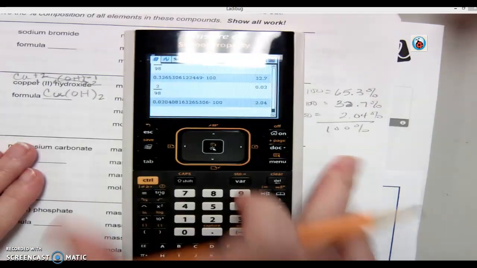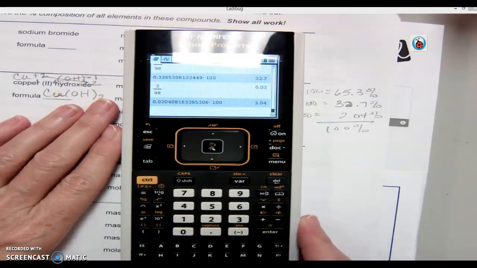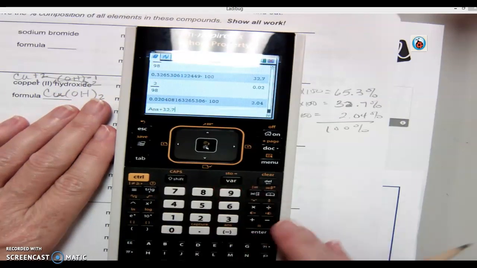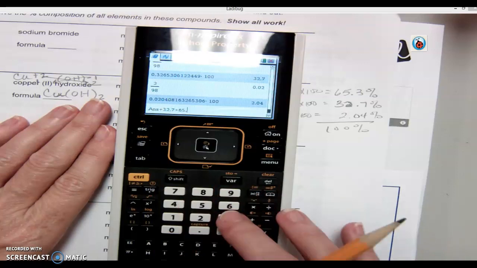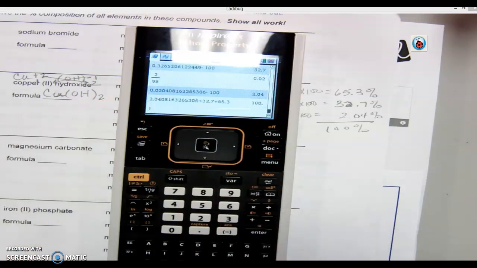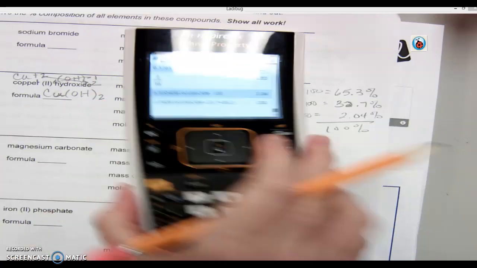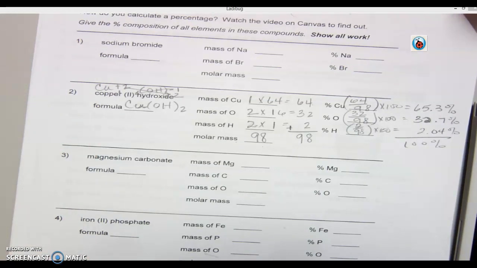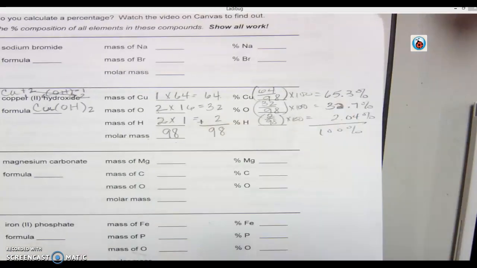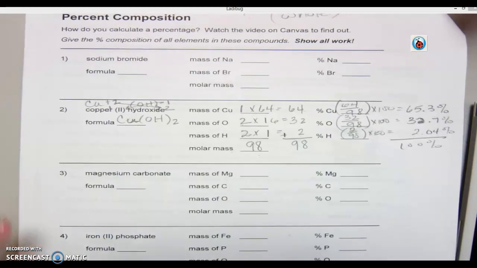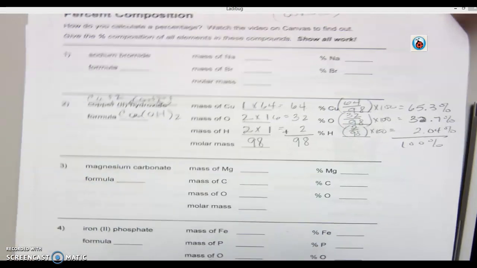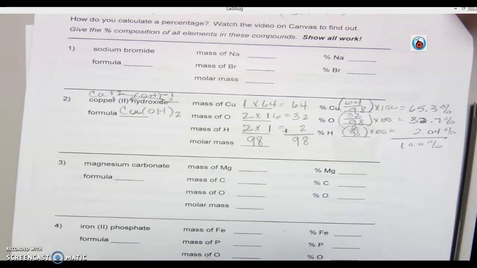All right, let's test it out though, because we are rounding. So yours may not come out exactly. So we've got 2.04 plus 32.7 plus 65.3. Let's see, 100%. This one adds up to 100. So if yours does not add up to 100, something's wrong. Also, if your formulas are wrong, all of your math will be wrong. Okay, so what I would do is I would write the formulas, have me check them, and then you can go and do the math. Okay, let me know if you have any questions.